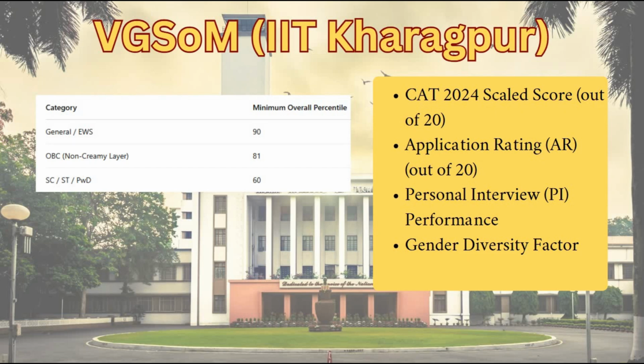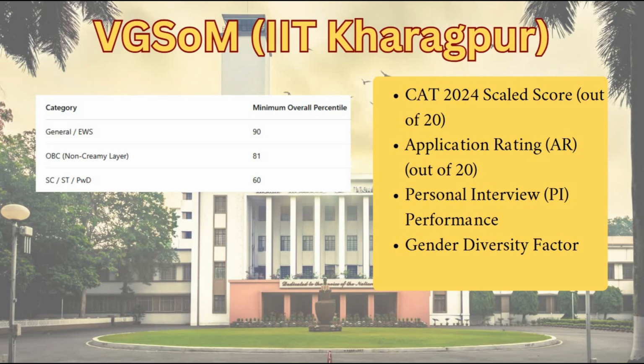So in VGSOM, the minimum overall percentile required for any general candidate to apply is 90. But for the OBC NC category as well as the SC ST PwD category, the minimum overall percentiles are on a lower side, right? So the selection process overview of VGSOM involves 2 stages, shortlisting for the personal interview and final selection. So in the final selection, the CAT score is taken out of 20 points.